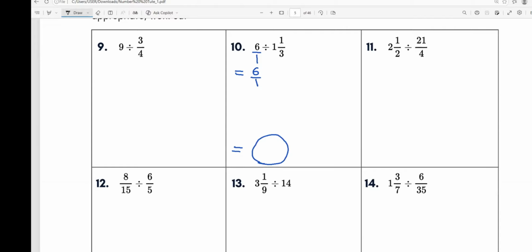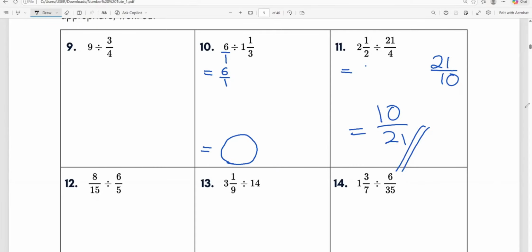Okay, teacher. So in the 11th one, the answer is 21 over 10. So aren't we supposed to keep that also in a mixed number? 21 over? No, I mean 10 over 21. Is this an improper fraction? No, it's not. It's a proper fraction. Okay. Now it's okay? I got it. Yeah. Thank you, miss.